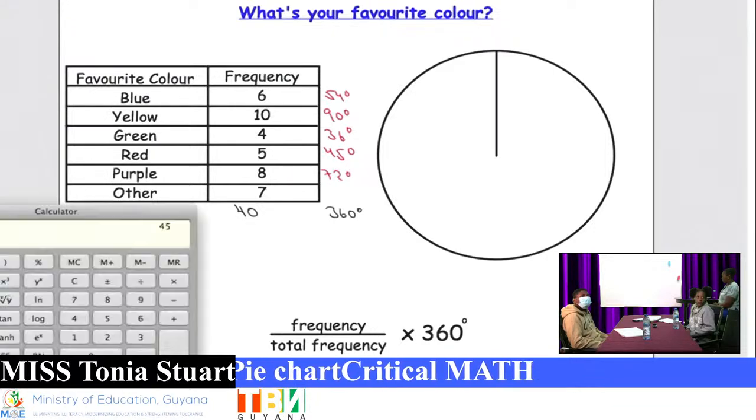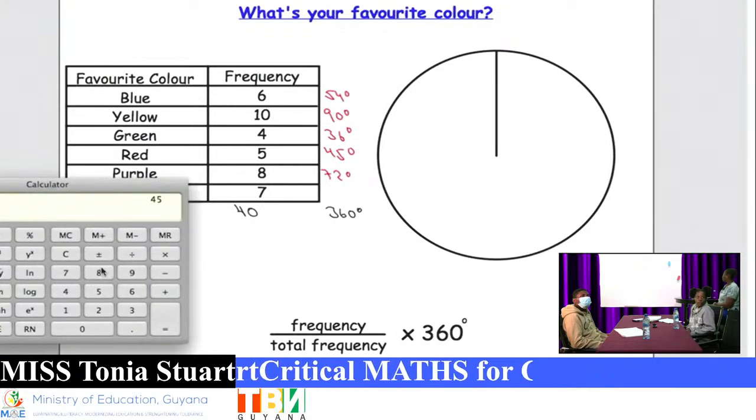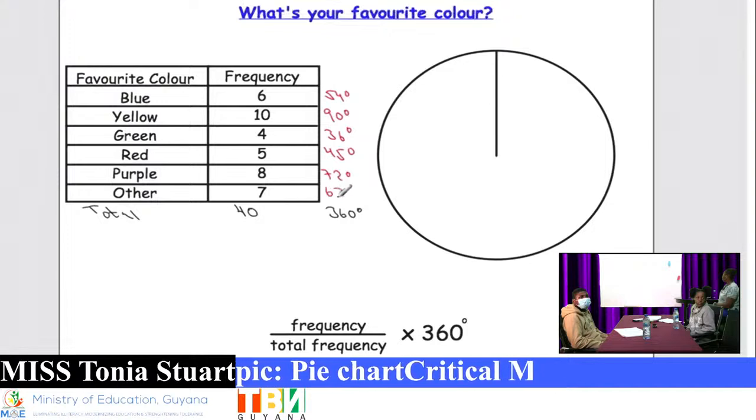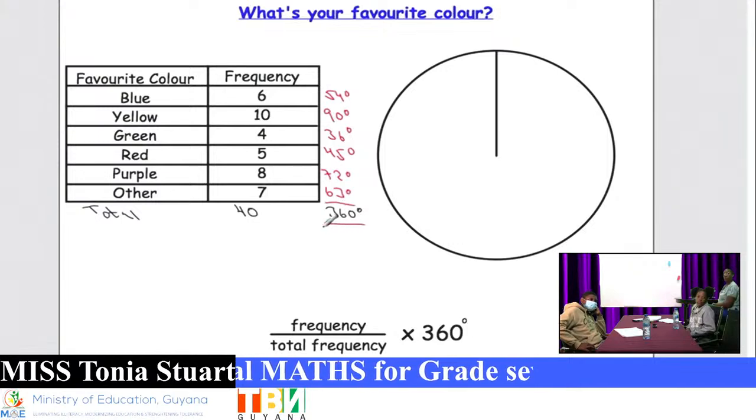Let's just double check that and make sure that we're doing everything correctly. 8 divided by 40 and multiply our answer by 360, 72 degrees, spot on. And then finally 7 divided by 40 and multiply that by 360 degrees gives us 63 degrees. Now to make sure we've done it correctly, what we can do is add up all of these degrees and we should get 360.